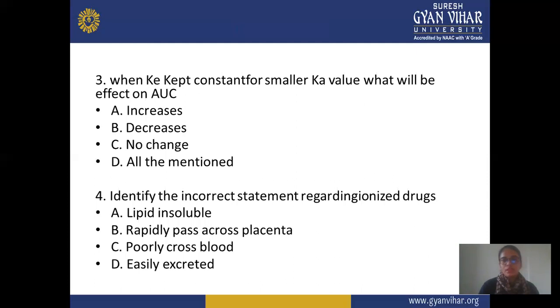In the third question, when K is kept constant for a smaller Ka value, then there will be an effect on... A is increase, B is decrease, C is no change, and D is all of the above, that is ABC options. In the fourth question, identify the incorrect statement regarding the ionized drug molecule. You check which statement is incorrect out of the ABCD options regarding the ionized form of the drug. A is lipid insoluble, B is rapidly passes across the placenta, C is poorly crosses the blood-brain barrier, and D is easily excreted.